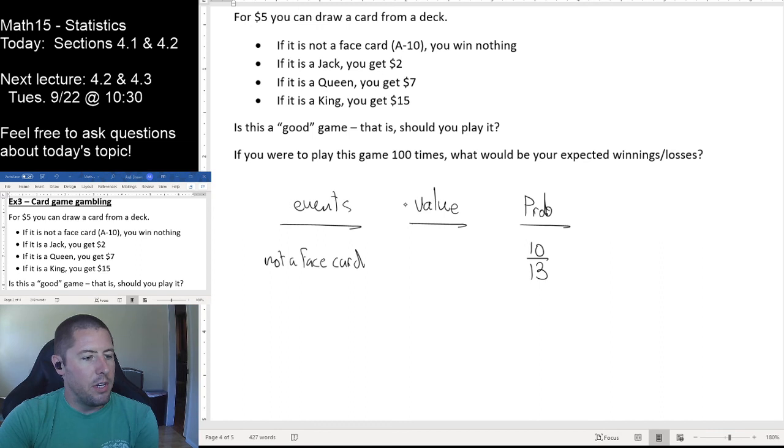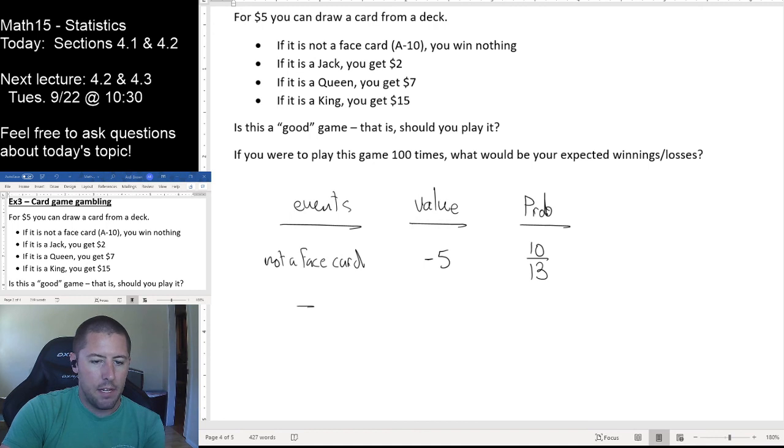And what value does that bring to me? There's a 10 in 13 chance that what is going to happen to me? Well, my overall change in value for me is I paid $5, that's a $5 loss, and I gained nothing. So my overall value here is a negative 5. All right? That says I'm going to lose $5 10 out of 13 times.